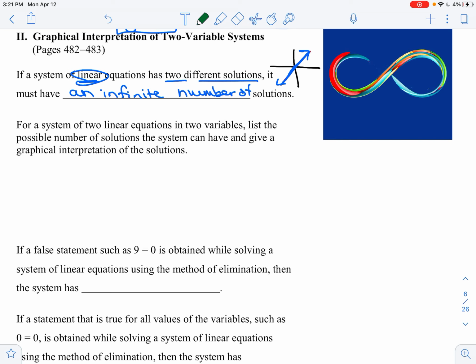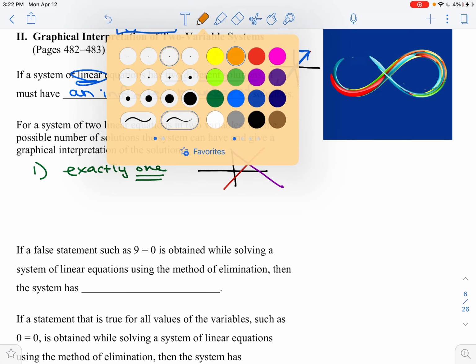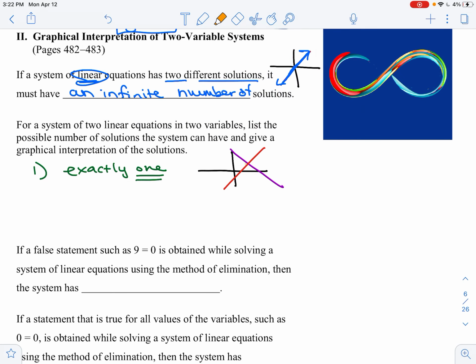Okay, so for a system of two linear equations in two variables, list the possible numbers of solutions that you can have. Well, there are three possibilities. Number one is there's exactly one solution, and that means the two lines intersect. So when there's exactly one, if this is my graph, here's one linear equation and here's another, we can see the intersection happens right here in the middle, exactly one solution.